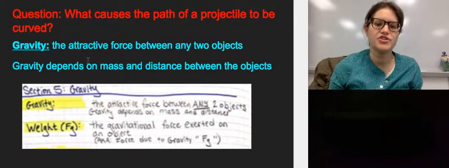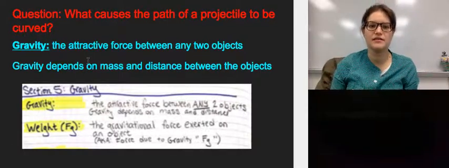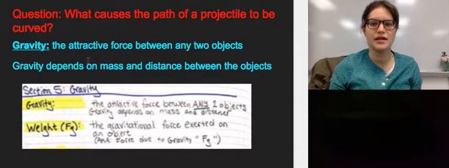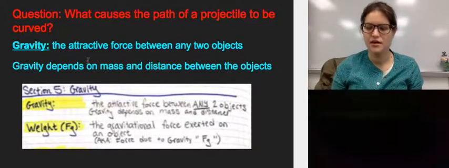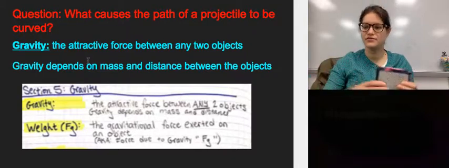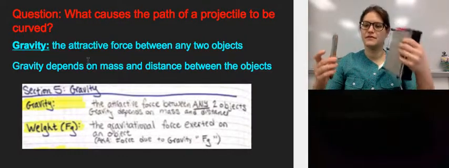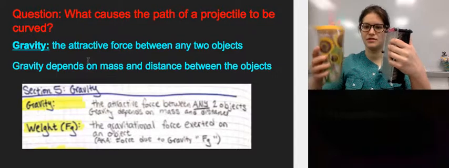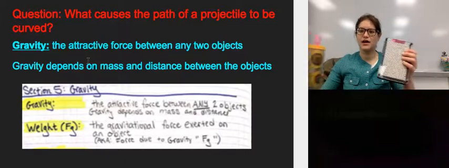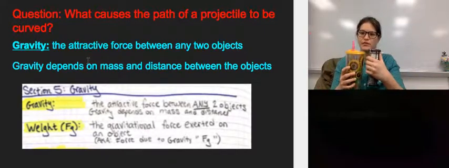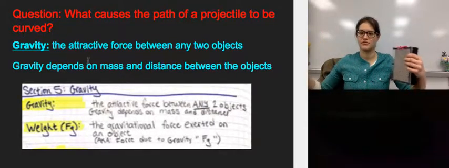First thing, our question is, what causes the path of a projectile to be curved? And the definition of gravity: the attractive force between any two objects. Gravity depends on the mass and distance between objects. So the more massive two objects are, the more gravity is going to be attracting them. This one is heavier than my pen, so the gravity between them is going to be bigger. If I hold these close together, the gravity between them is bigger than if I hold them further apart. The gravity decreases the farther that they go.